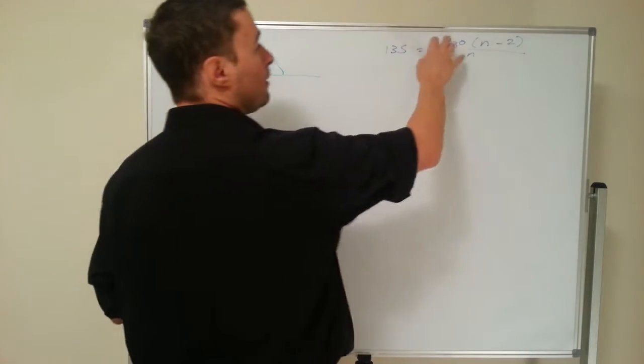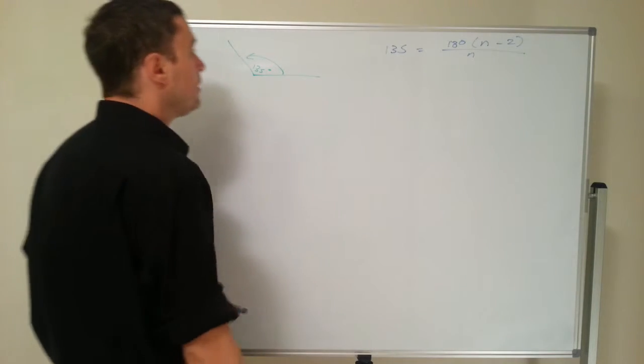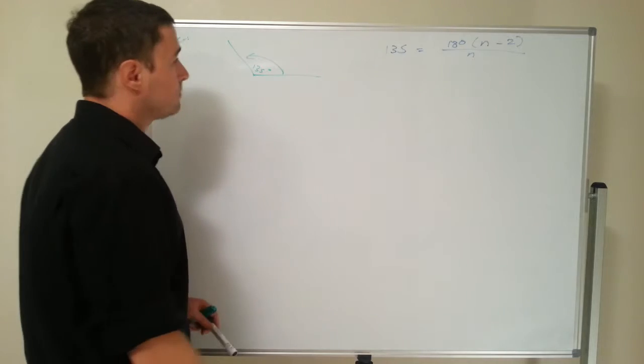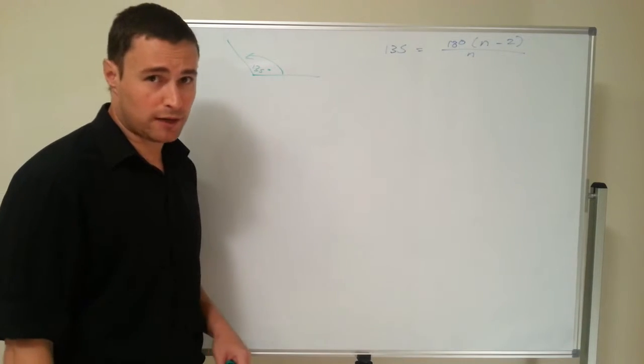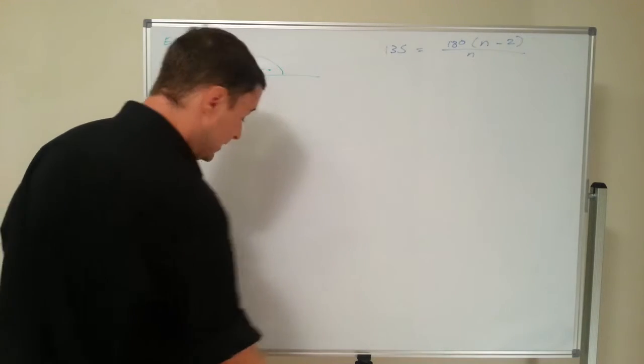Times up by n, multiply out, you end up with a linear equation, very straightforward to solve, okay? So this is the total number of sides divided by the number of sides gives you the individual, right? That's the long spiel. You're welcome to do that if you're not comfortable. I'm going to show you an easier way to do it. Well, I think it's an easier way.